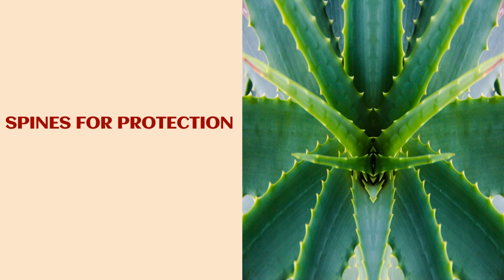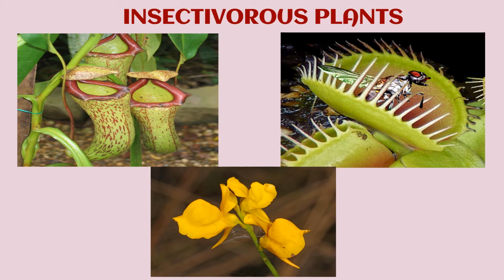Now, insectivorous plants. Yes, students, we can call them insect-eating plants too. In these plants, the leaves are modified into various structures like pitcher, bladder or fly trap for catching and digesting insects. Students, these insectivorous plants grow in regions where soil is poor in nitrogen compounds, and to fulfill their nitrogen compound or nutrients, they trap these insects and digest them.